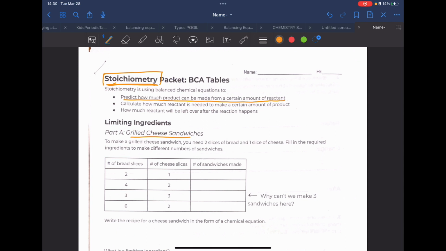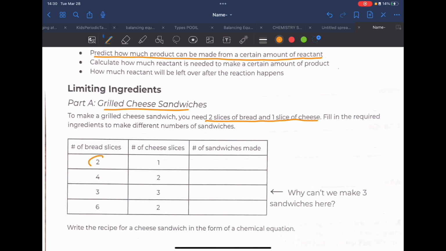So we're going to start with grilled cheese sandwiches here. It's telling us that to make a grilled cheese sandwich, we need 2 slices of bread and 1 slice of cheese. Now, I know that there are other ways to make a grilled cheese sandwich, but we're just going to stick with this recipe. And if it doesn't follow the recipe, then we're not going to count it as a sandwich. So if we have 2 slices of bread and 1 slice of cheese, of course we can make 1 sandwich. And if we have double that amount of ingredients, if we have 4 bread slices and 2 cheese slices, then we have enough ingredients to make 2 sandwiches.